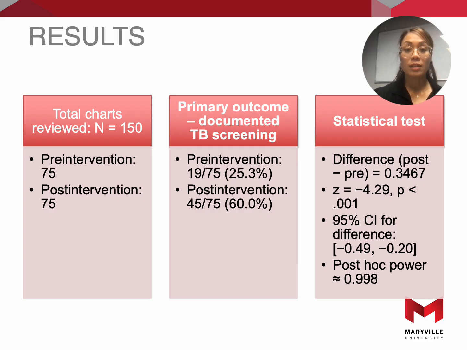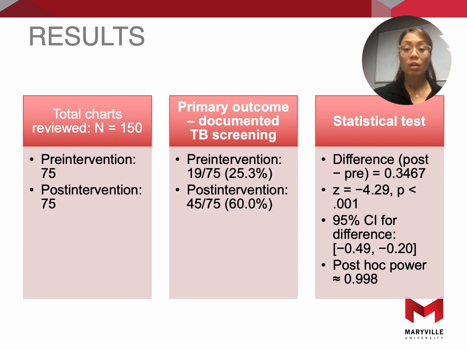A one-tailed z-test for the difference between two independent proportions revealed a statistically significant change in documentation rates. The difference was 0.3467 and the z was negative 4.29. The 95% confidence interval for the difference was negative 0.49 to negative 0.20. Post hoc power analysis using G-power indicated a power of 0.998 for the observed effect. No secondary inferential analyses were conducted.